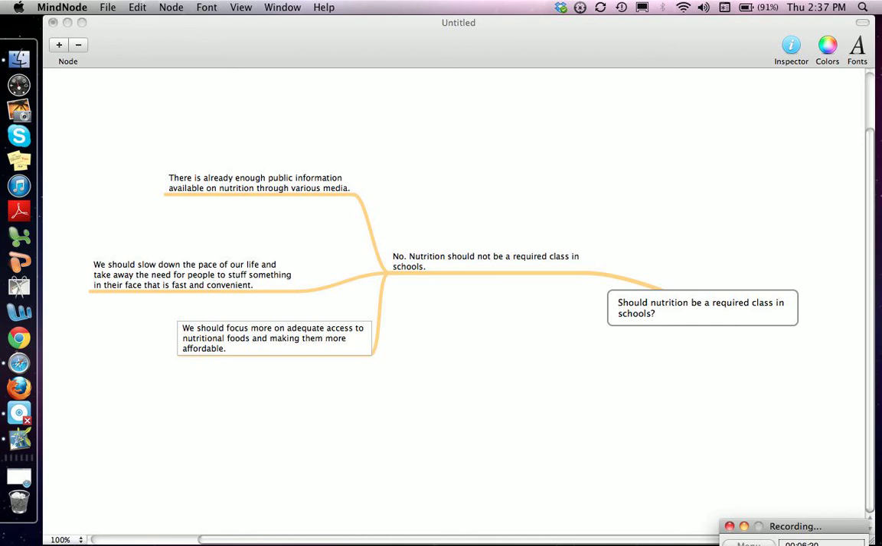So maybe nutrition classes should be required for parents. But I think that you could teach kids a lot about nutrition, but they can only do so much with the material that they have access to. So I guess if I was going to say another reason, let's see if I can go up here, is that kids aren't the ones making food choices. So that would be another reason why I don't think we should take away another elective from kids for nutrition, because they're not really the ones buying the food.